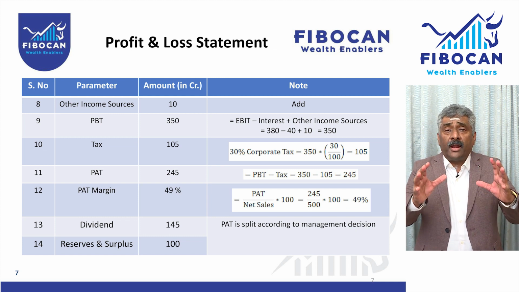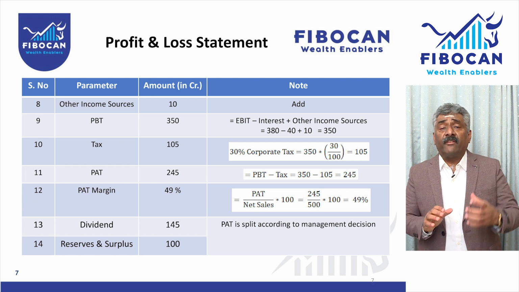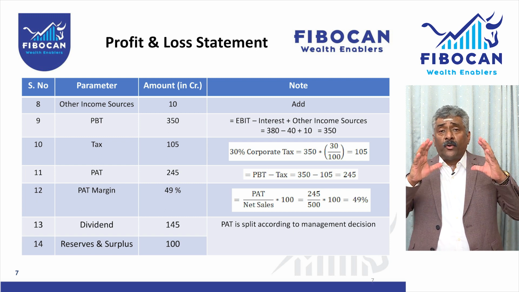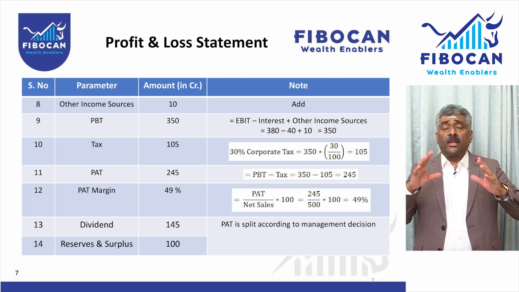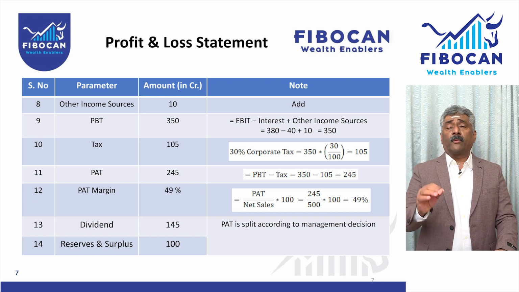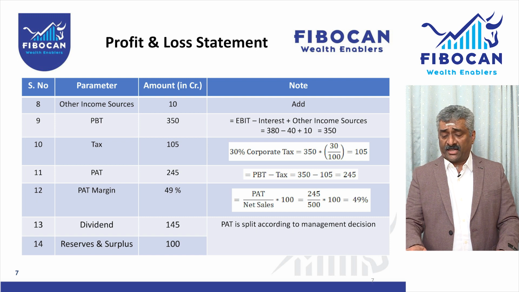So this is the money that is available to whom? This is available to the shareholders. It is purely the shareholders' money, or the owner's money. So what is PAT margin? PAT by net sales into 100. As you can see here, line number 12, PAT margin is 49%.